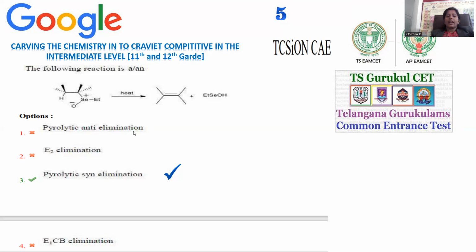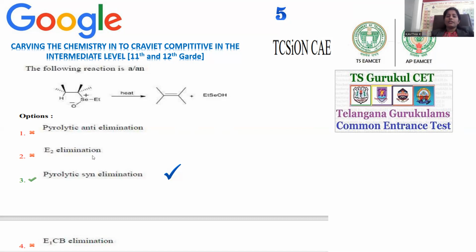The options are pyrolytic anti-elimination, syn elimination. Pyrolytic stands for what? Thermal conditions. Are you applying heat or not? Obviously we are applying, so pyrolytic is the right term. Anti-elimination is when two departing atoms are going from two different faces, up and down, front and back. That is said to be anti-elimination. But here in the molecule, H plus is coming from one side, and selenium is also coming from the same side. So both are departing from the same plane, same direction. This is not anti, rather it will be syn.